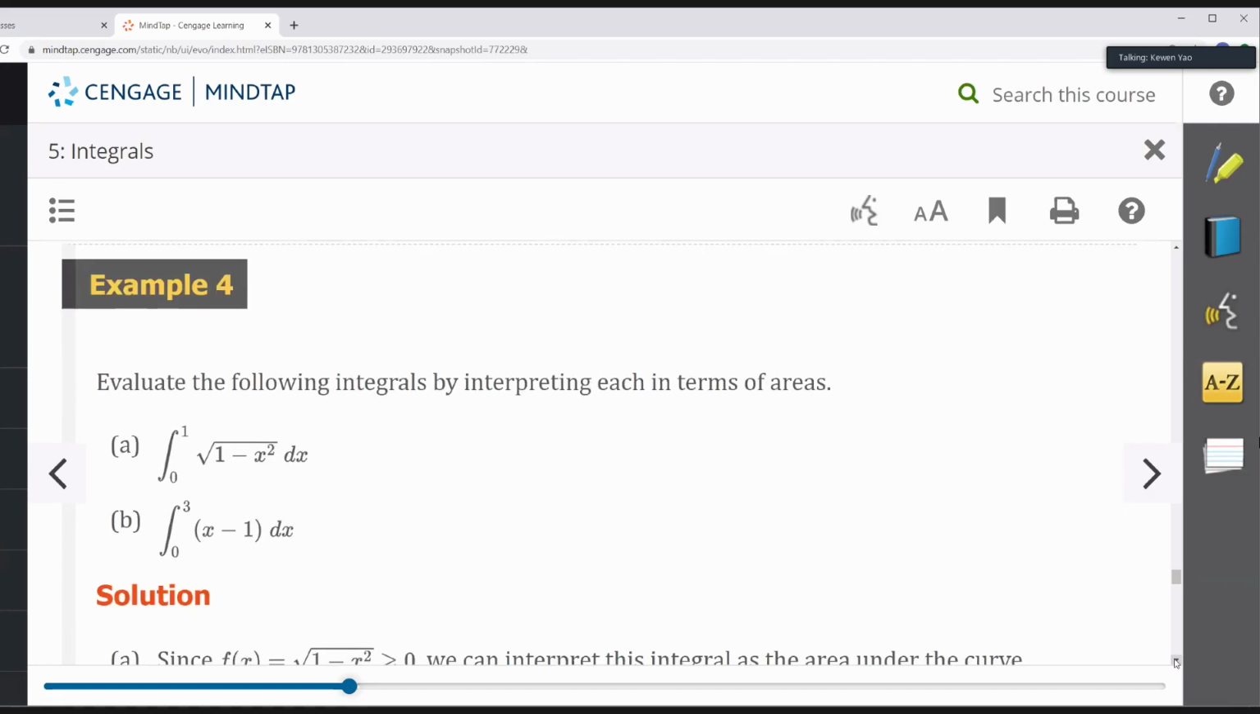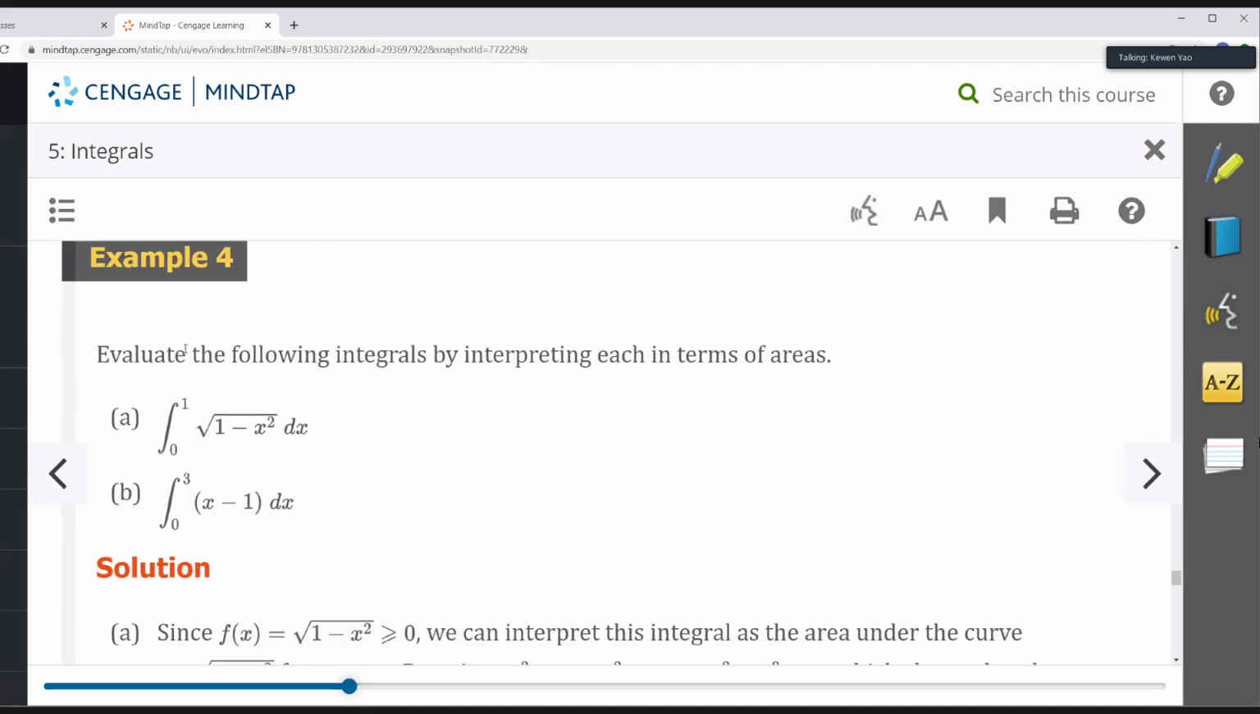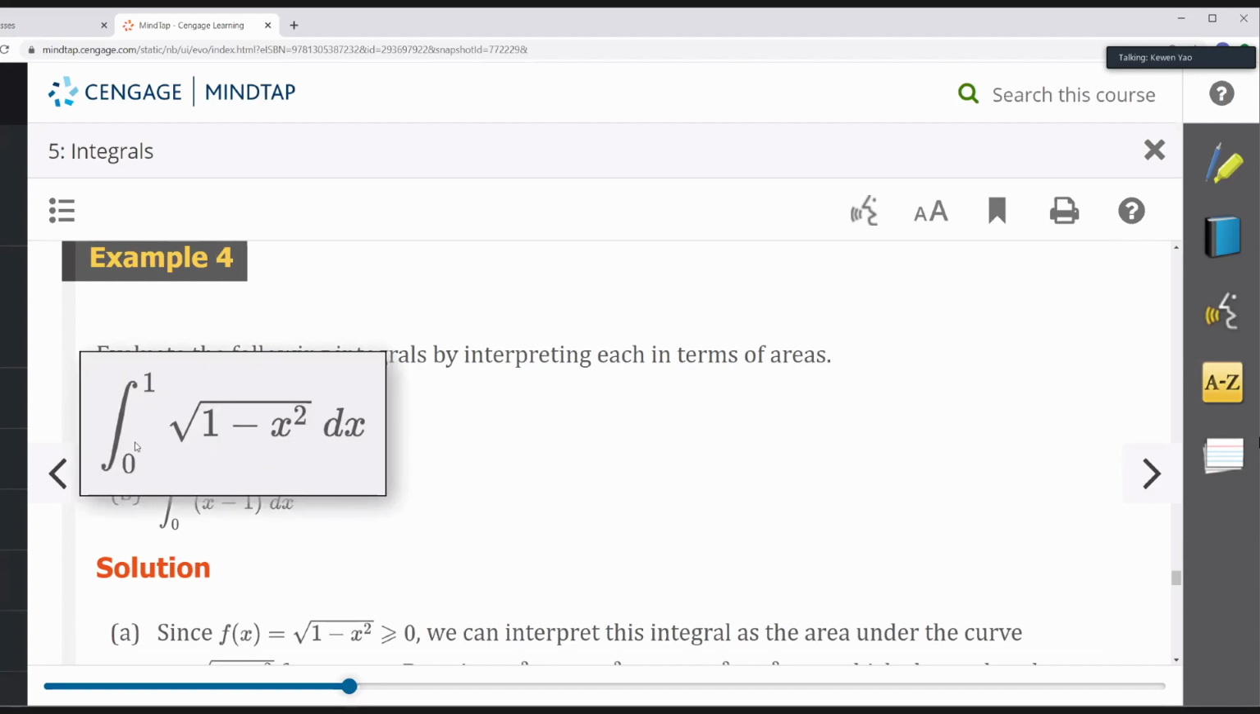Now let's look at this. Number 4 is very useful. You want to evaluate the following integrals by interpreting each in terms of areas. Now let's do number 1. A, how to evaluate this? How to evaluate the integral from 0 to 1 of square root of 1 minus x squared dx.